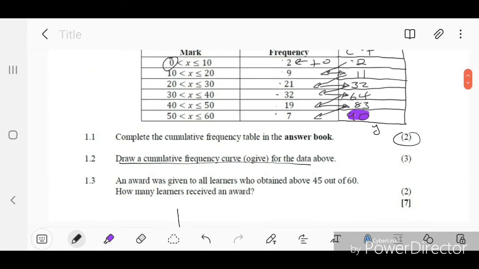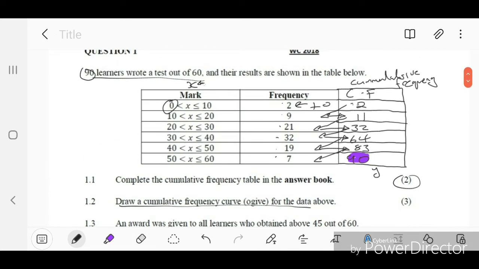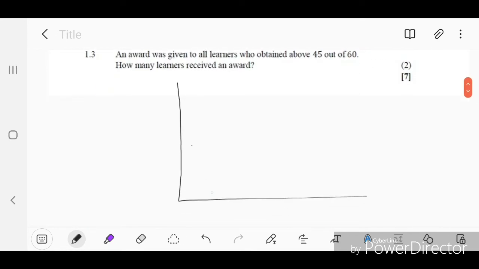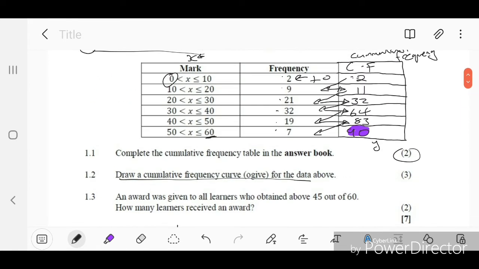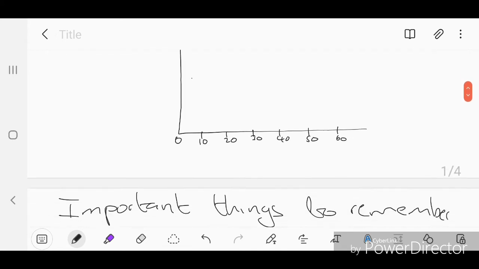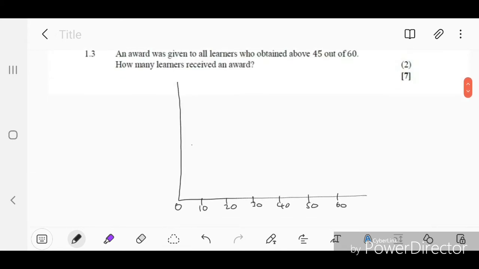So the x-axis only ends at 60. So we must make a reasonable scale: this is 0, 10, 20, 30, 40, 50, and 60. And then they say our y's end at 90, so we must stretch it to 90.